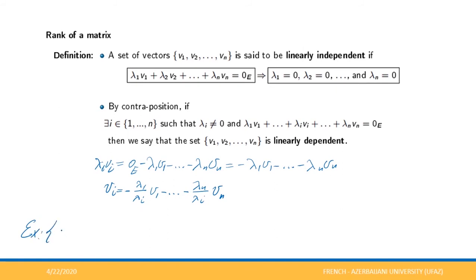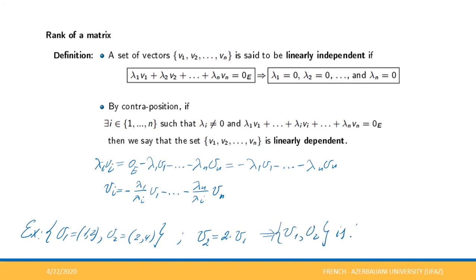Let's take two vectors. v1 is 1, 2 and v2 is 2, 4. You know that here we can write v2 as 2 times v1. You see here we express v2 by v1. Because of this, the set of v1, v2 is linearly dependent. Okay, let's look at the example of a linearly independent set.